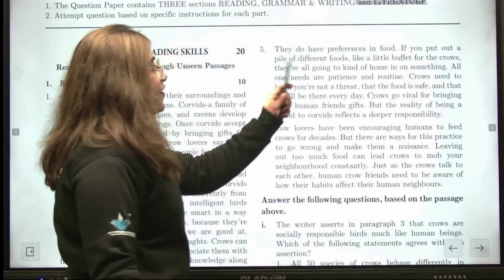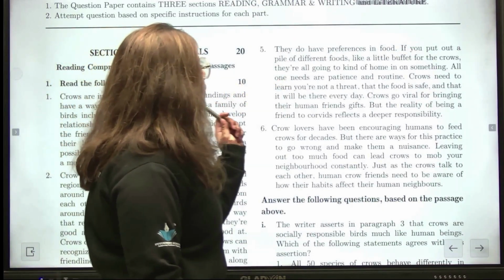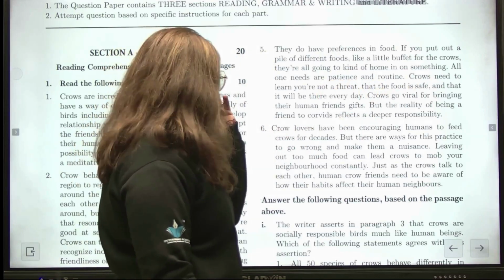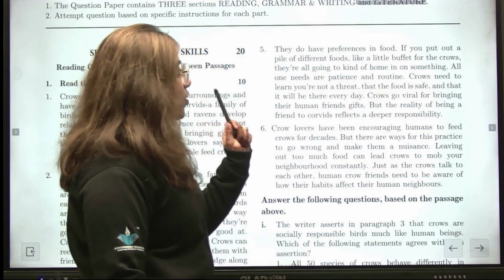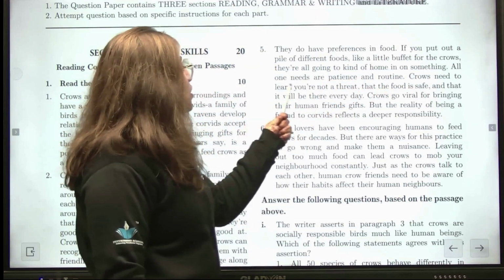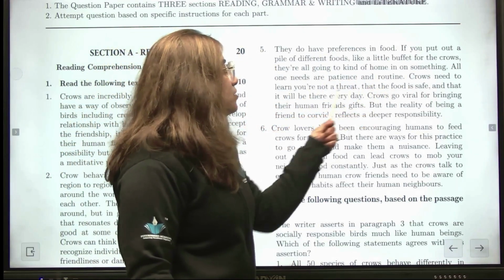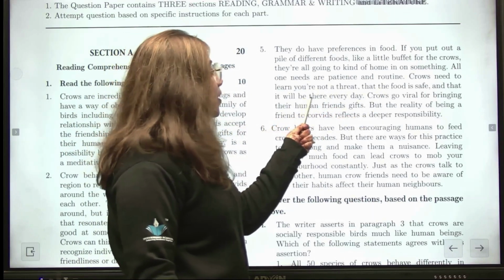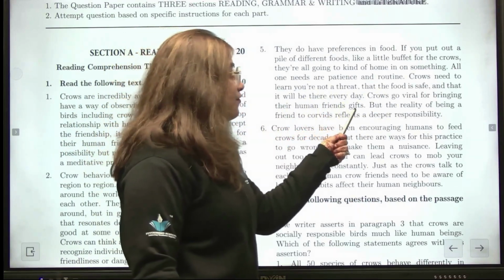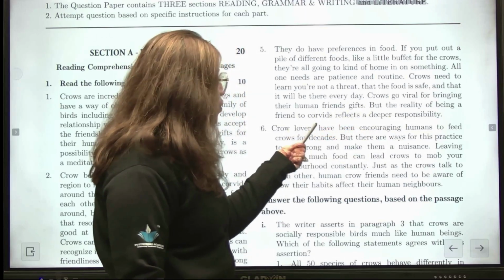So they do have preference in food. If you put out a pile of different foods like a little buffet for the crows, they are all going to kind of home in on something. All one needs are patience and routine. Crows need to learn you are not a threat, that the food is safe and it will be there every day.